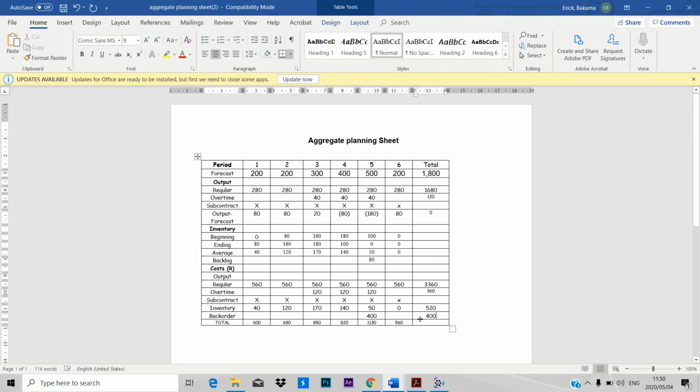So now we need to find the total. Either we take these numbers and add them, that will give us a total, or we take these numbers here, that will still give us a total. They must be equal to the same values that you have here. So I'm going to start with the rows first. I will take the 600 plus 680 plus 850 plus 820 plus 1130 plus 560. You get 4640. This is the total that we get here, 4640.